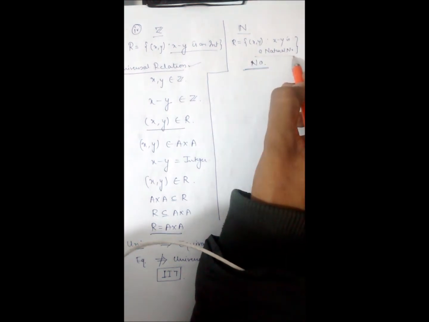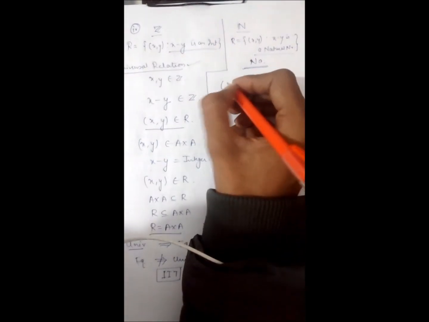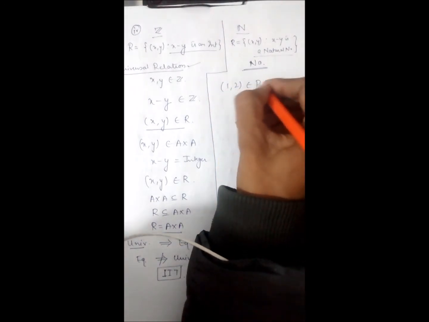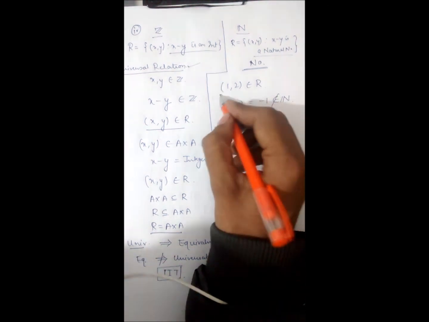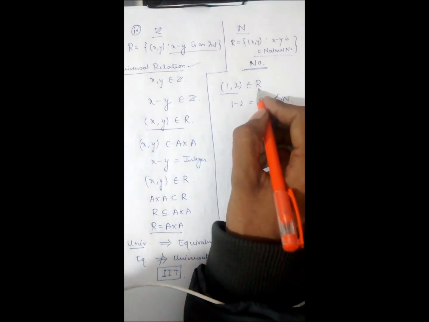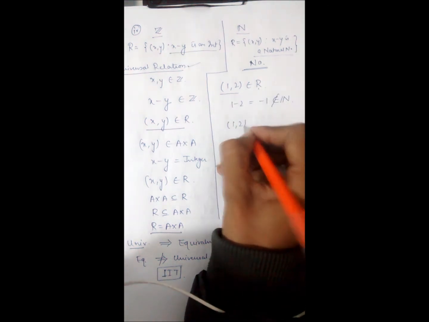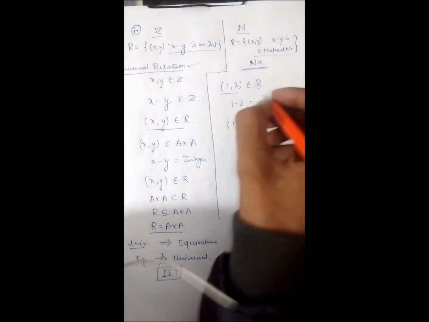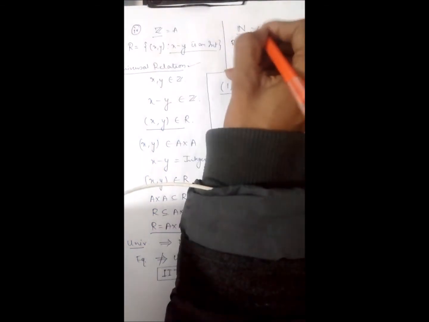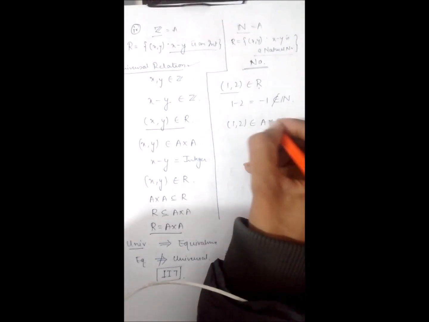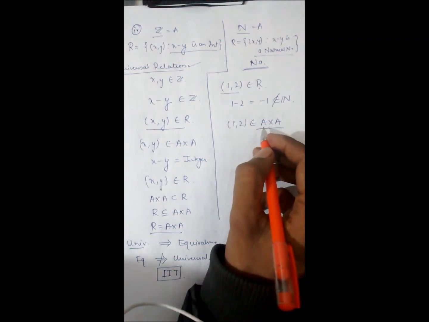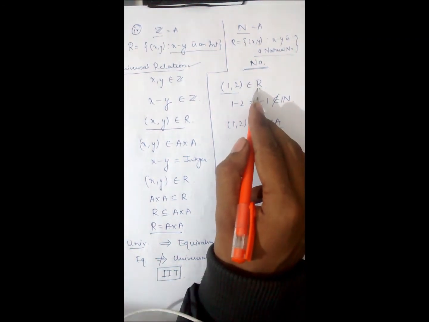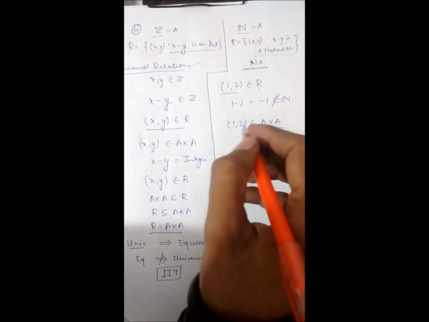Is this a universal relation? No, because if I choose (1, 2), then 1 minus 2 will be minus 1, which is not a natural number. So this pair does not belong to R. That means this pair is in A cross A, where A is the set of natural numbers, but it is not in R. So this cannot be a universal relation.